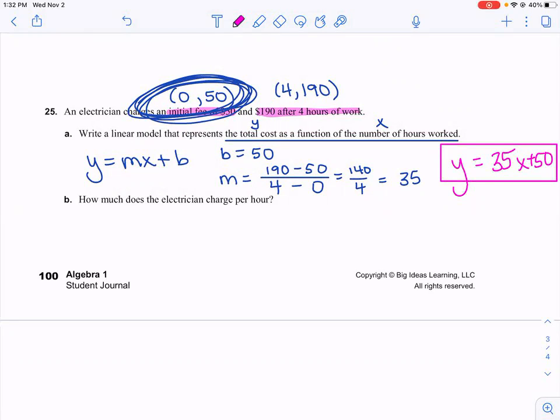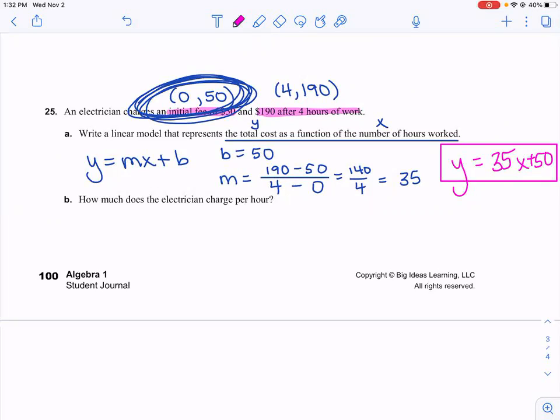So this is what can happen. If x means the number of hours, then I can plug in 5. If I work 5 hours, I plug 5 into here and it tells me how much to charge. If I work 2 hours, I plug in 2 for x and it tells me how much to charge.